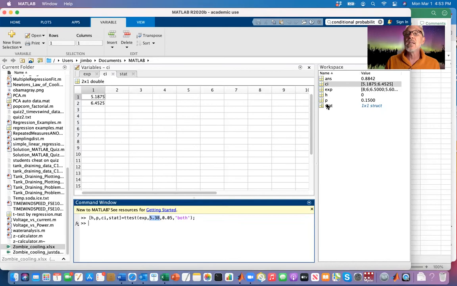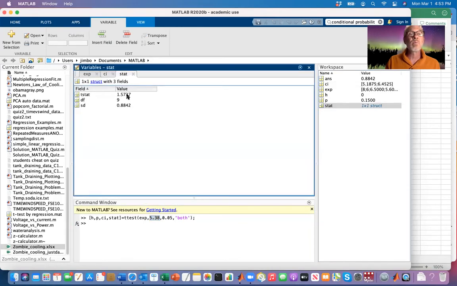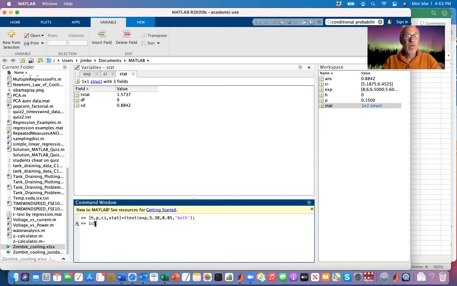And then the T statistic is 1.5737 at 9 degrees of freedom. So that is lower than the critical value. We wanted to find the critical value. We can do the ICDF, T, comma, 9 degrees of freedom. Oh, gotta get the probability. 0.025, comma, at 9 degrees of freedom.